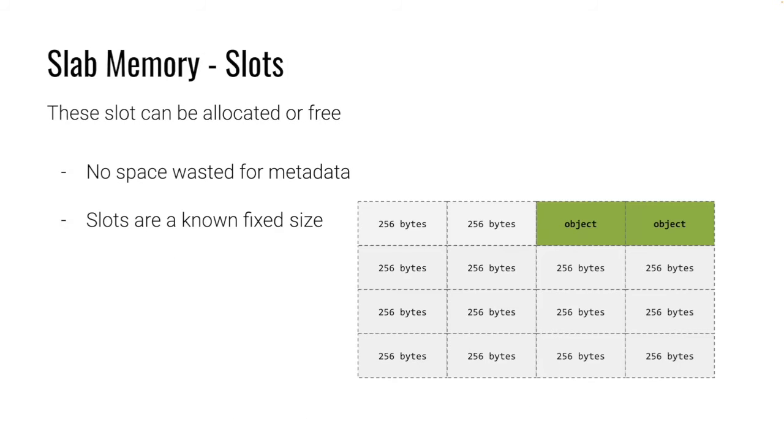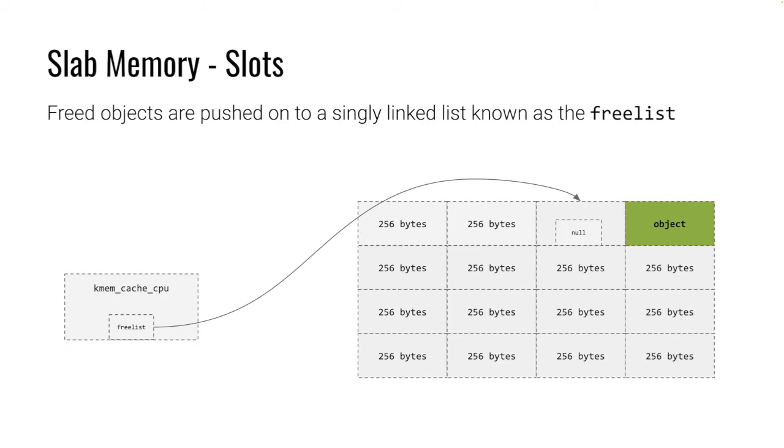So focusing on the slab's memory, we can think of this as a contiguous region of memory that's made up of fixed size slots that are either free and available for allocation, or the slot currently contains some kernel object of that size. Recall that all slots on a slab are a fixed size because that slab is supporting a specific cache, and everything from one cache has a fixed size. No space is wasted on metadata for allocated objects.